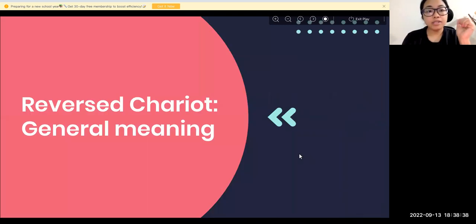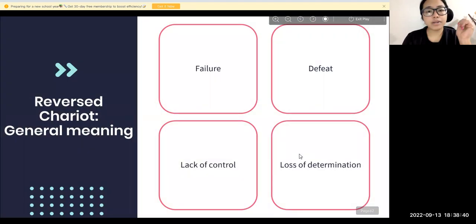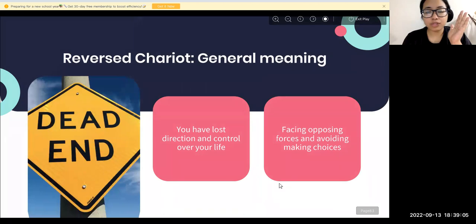So the Chariot in the reverse now. If the Chariot comes in the reverse, it means, look, I'm telling you a simple thing: Chariot in the upright position means success, determination, willpower. But Chariot in the reverse, what happens? Defeat, failure, lack of control, loss of determination. If you know even this much, you will be able to do the reading very easily. Okay, I made it very easy in this slide, so if you can see that.